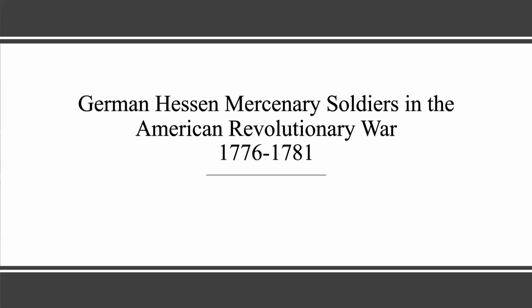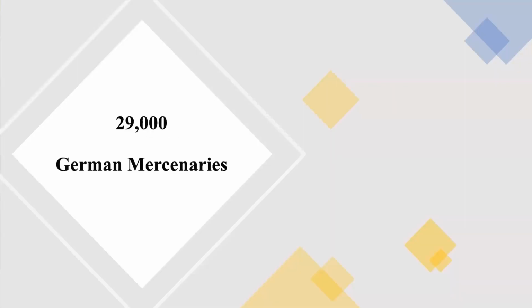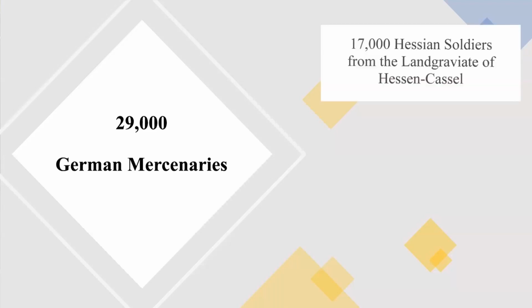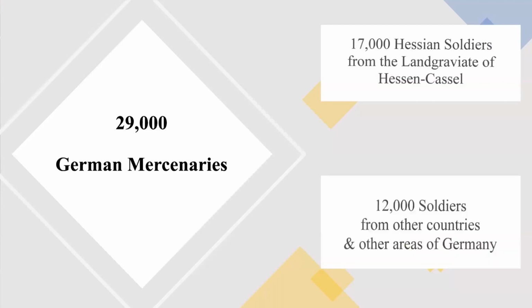in red. German Hessian mercenary soldiers in the American Revolutionary War from 1776 to 1781. Part of the westward expansion occurred as a result of the American Revolutionary War, when England hired German mercenaries to fight against the American colonists. Of the 29,000 German mercenaries, 17,000 were Hessian soldiers from the Landgravate of Hessen-Kassel. 12,000 soldiers were from the other countries and other areas of Germany.